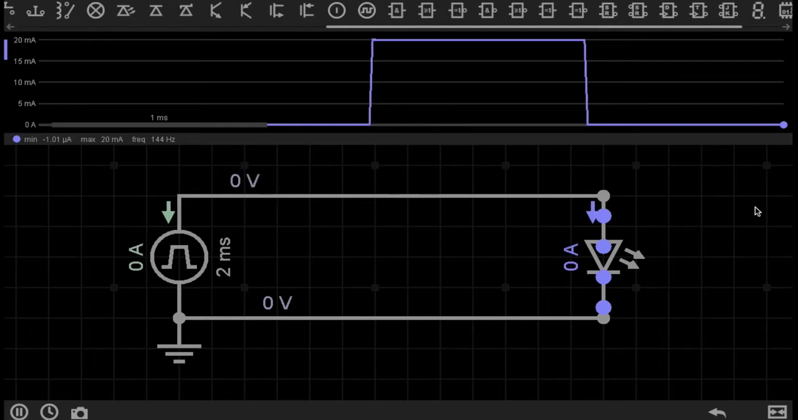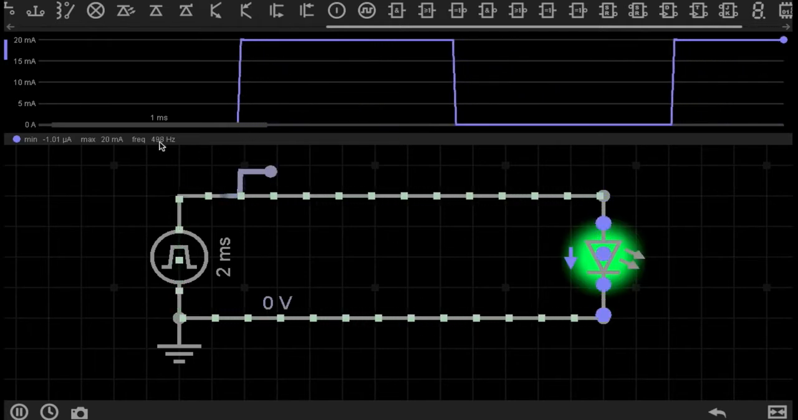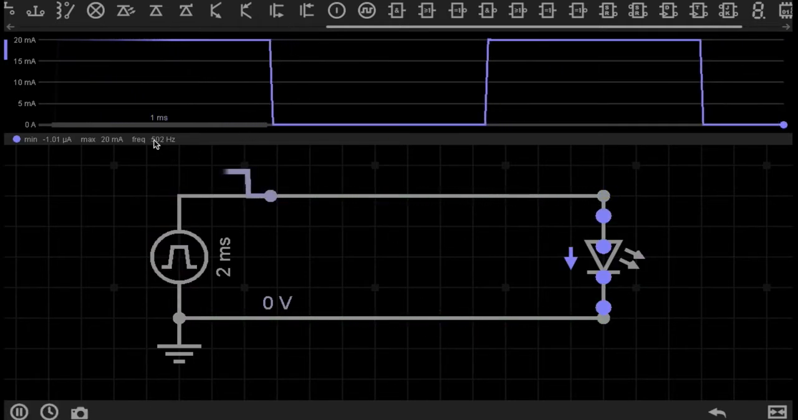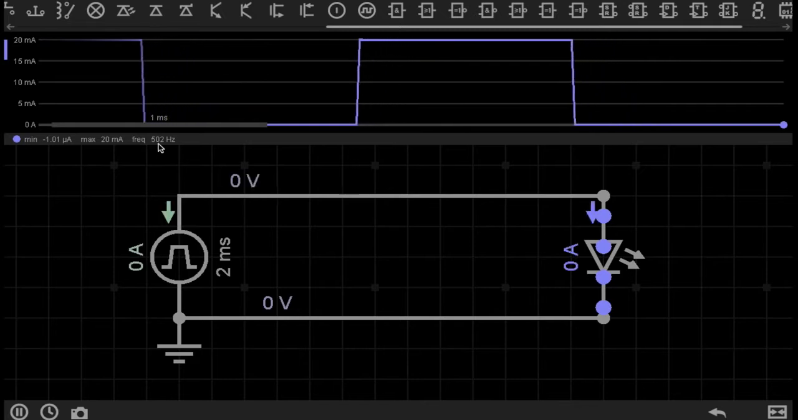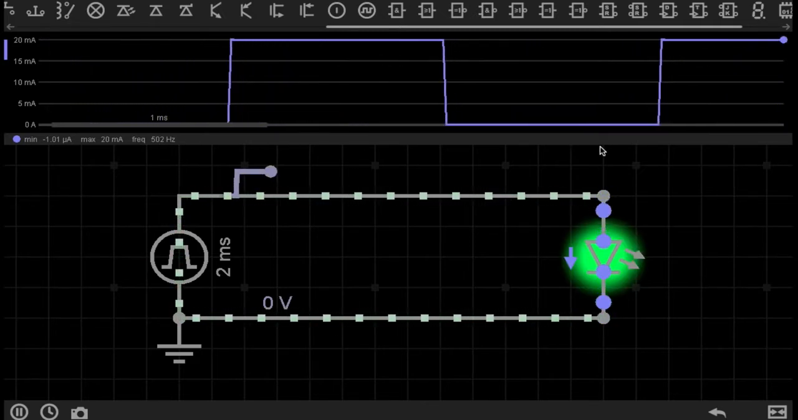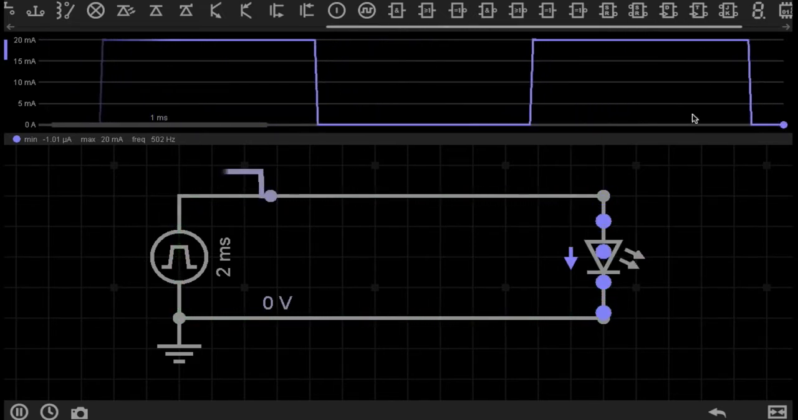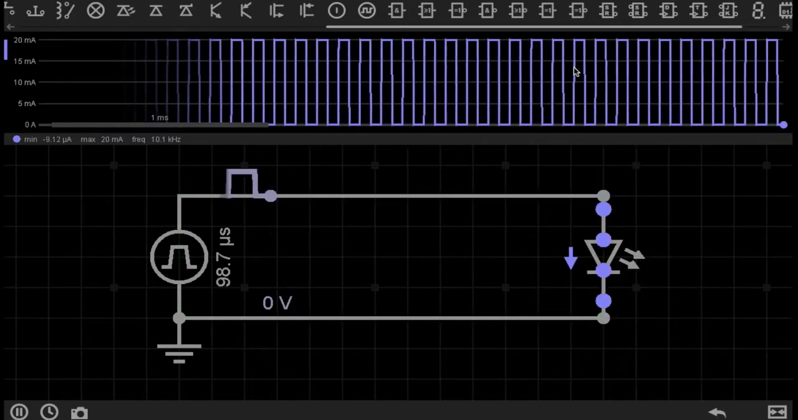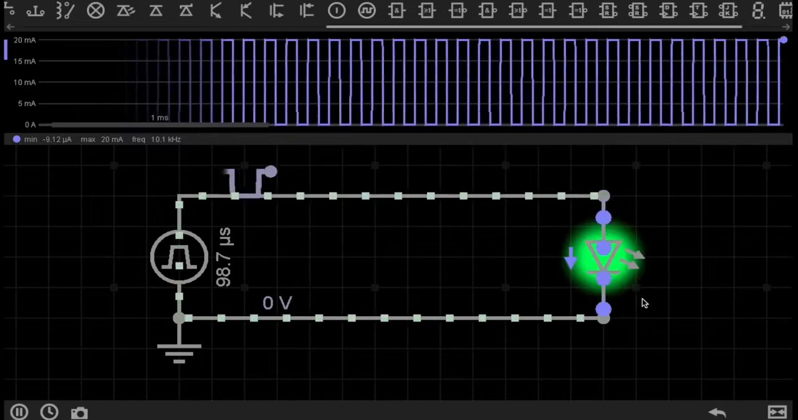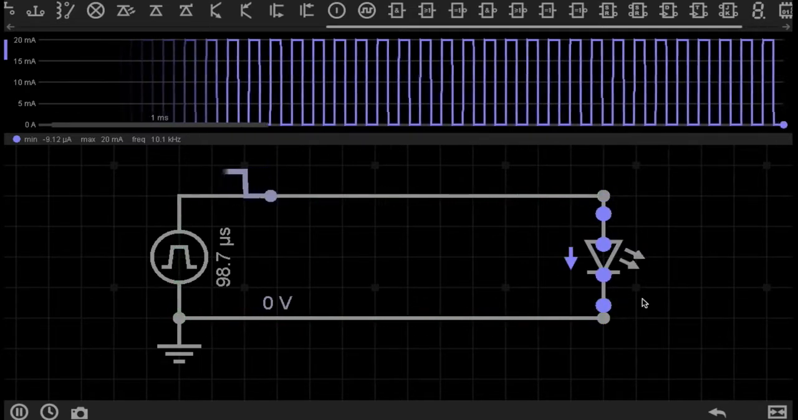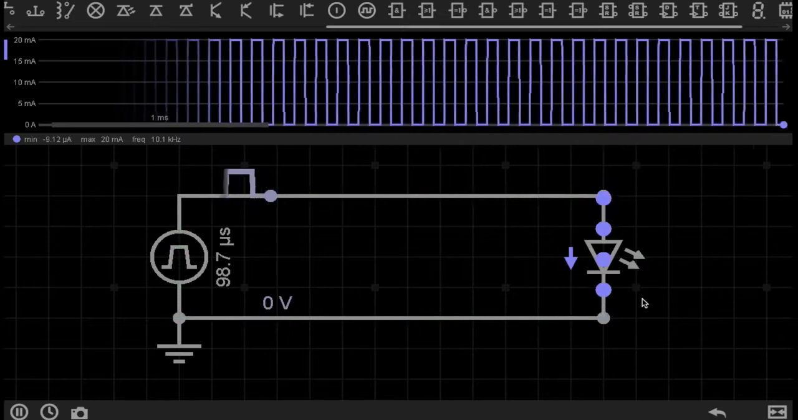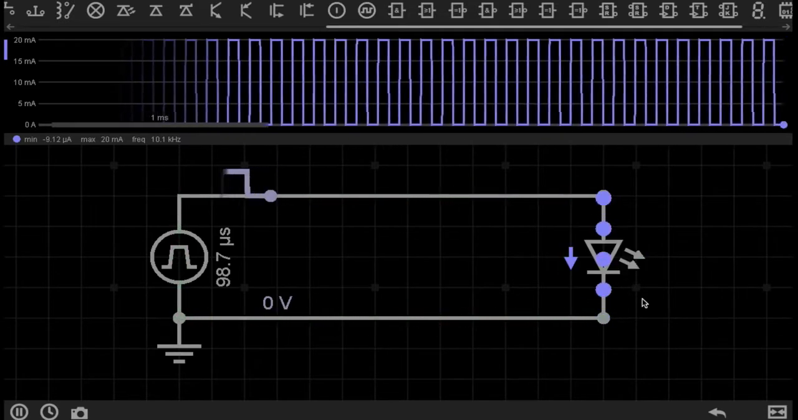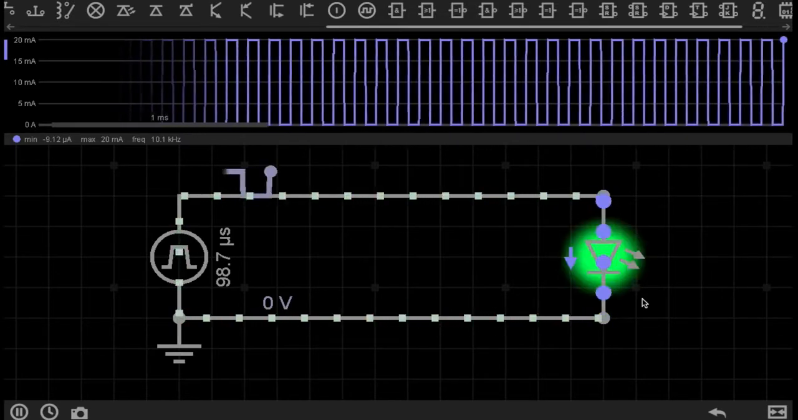I can also slow it down by decreasing the frequency. You can now see that the frequency is 502 Hz, which means that this would be pulsing 502 times per second. In this case, when we're pulse width modulating an LED, if we pulse it too slow, we would be able to see the visible pulses, which would not be ideal. So let's go on to a visual example of pulse width modulation using an Arduino to dim and brighten an LED.